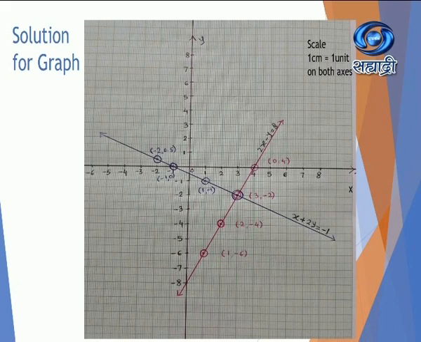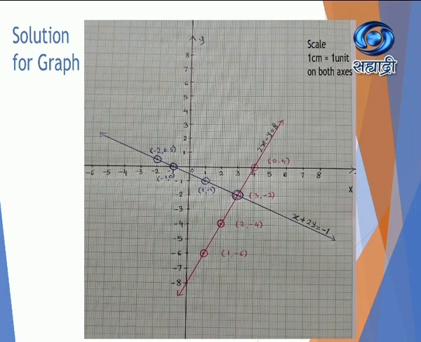Here, as I told you, first we are going to draw x and y axis. We are going to show the origin first and then write the scale. Now for your convenience, I have shown two lines with two different colors. Here first line, that is 2x minus y equal to 8. I have plotted all those points with the red color. So first point is (0, -8)... (0, 4), second is (3, -2), then (2, -4) and (1, -6).